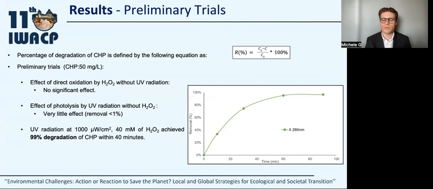The results were that the direct oxidation process of only hydrogen peroxide and no UV radiation showed no significant effect on the degradation of the antibiotic after 40 minutes. Similarly, the effect of photolysis by UV radiation without hydrogen peroxide showed very little effect, less than 1% removal, in fact. However, trials with the combined use of UV radiation at 1,000 microwatts per centimeter squared and 40 millimoles of hydrogen peroxide achieved 99% degradation of the 50 milligrams per liter of chloramphenicol within 40 minutes. And this can be seen in the figure on the right.